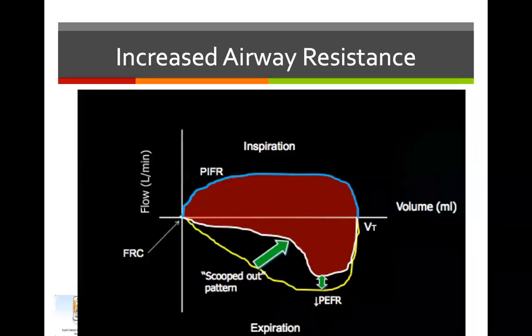And then if you have an airway resistance increase, this will actually be a scooped out pattern. And another place where you could see the airway resistance increase was?